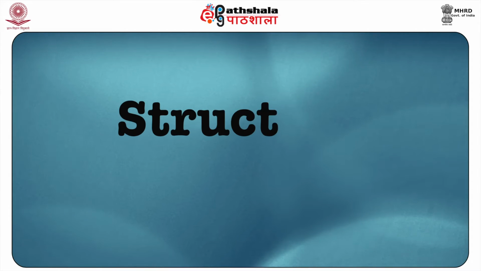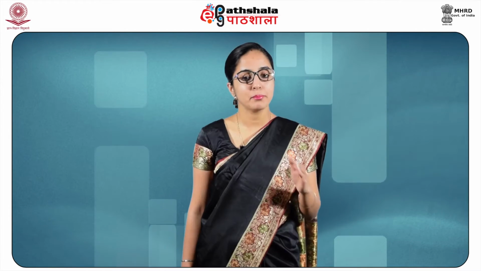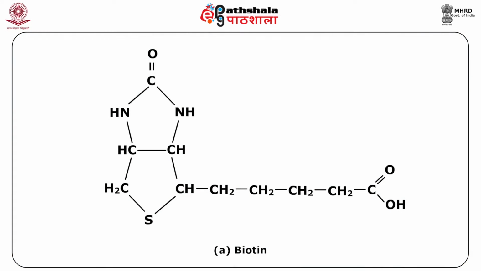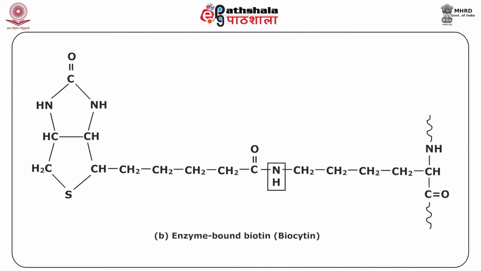First, emphasizing on its structure. Biotin is an imidazole ring fused with thiophene ring with a valeryl side chain. As you can see here, the structure of biotin is depicted in this figure. Biotin is widely distributed in food as biocytin, which is biotin bound to amino group of lysine. Now here you can see the enzyme bound biotin and its structure. That is the structure of biocytin.